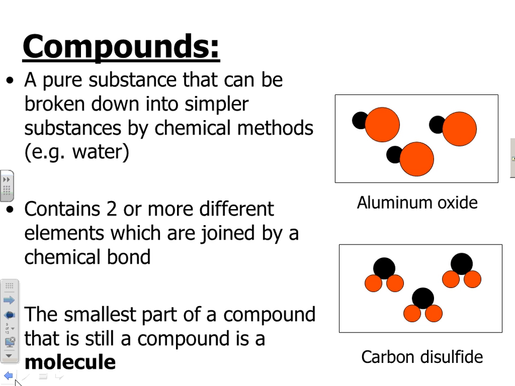Compounds contain two or more different elements which are joined by a chemical bond. The smallest part of a compound that is still a compound is called a molecule. And so here they're talking about aluminum oxide, an aluminum atom and an oxygen atom, and carbon disulfide, a carbon atom with two sulfur atoms.